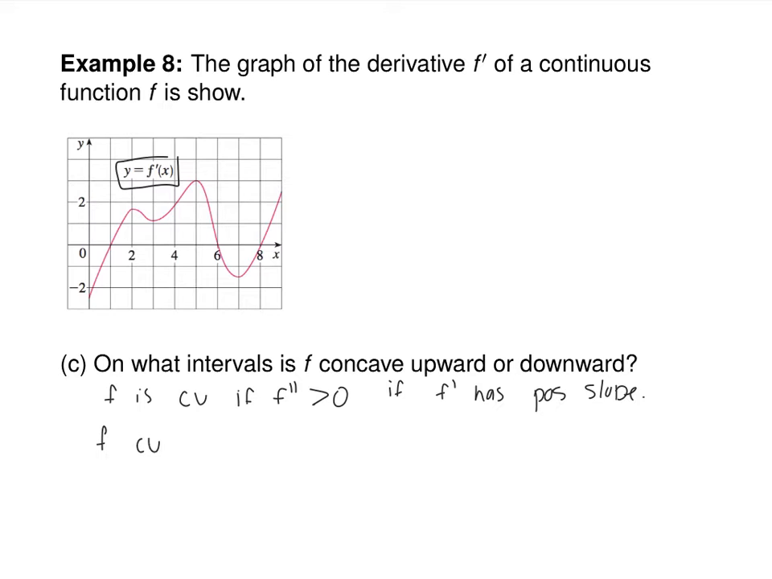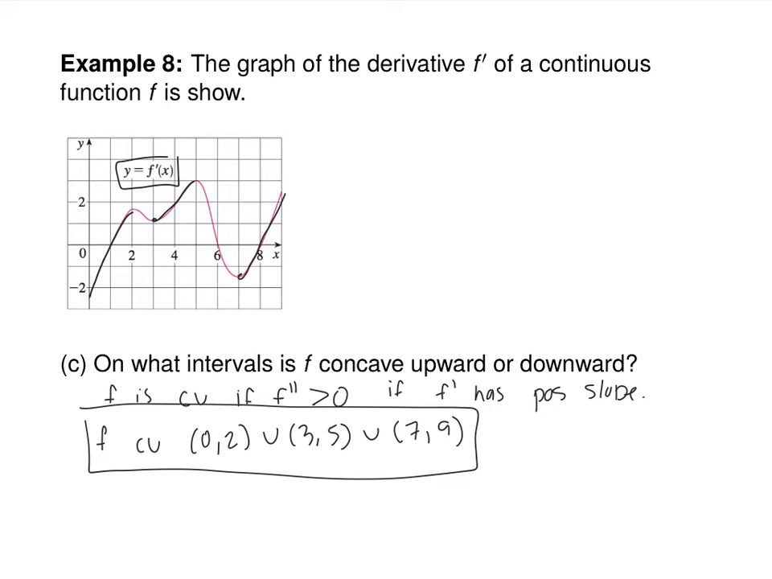So where is f concave up? Where are the slopes positive for this thing? 0 to 2, that's all positive slope stuff. 3 to 5. And 7 to 9. That's a little bit like how when we graphed derivatives, that'd be where the derivative would be above the x-axis, right?